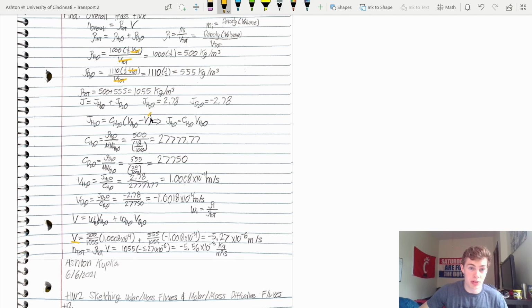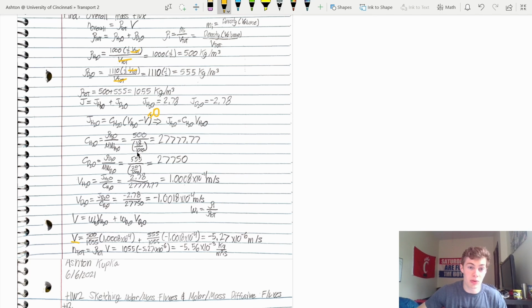Since we know that the total is going to be 0, we can say that our molar diffusive flux of H2O is equal to our molar concentration of H2O times our velocity of H2O. And then to calculate our molar concentration of H2O, we can take our mass concentration of H2O divided by our molecular weight, which we know of water to be 18 grams per mole.